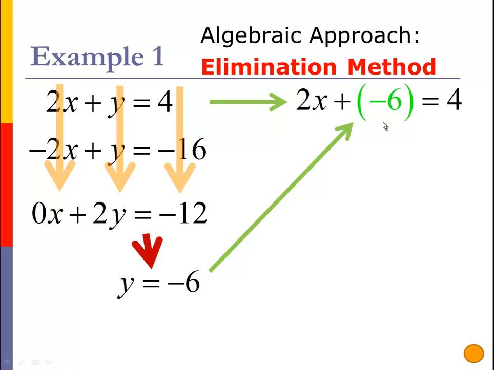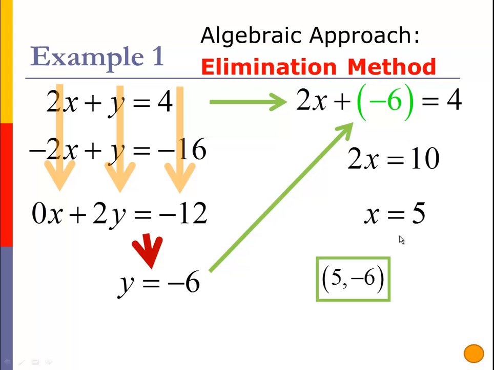And next step, we got this equation. It only has x in it now. Let's solve for x by adding 6 to both sides. Then let's get rid of that 2 to get x by itself. We'll divide both sides by 2 and we get x equals 5. And our solution once again is 5 comma negative 6.